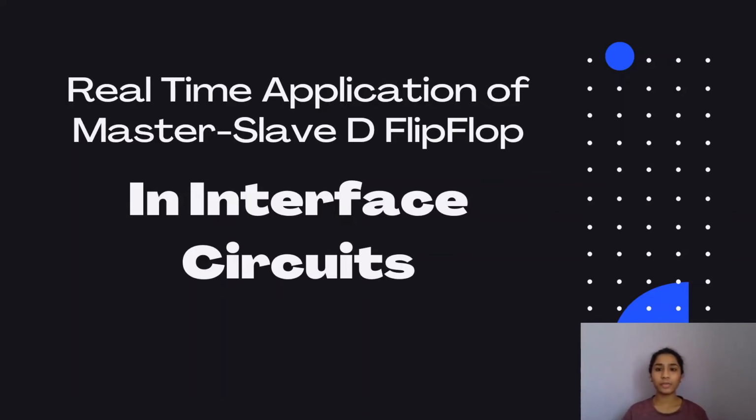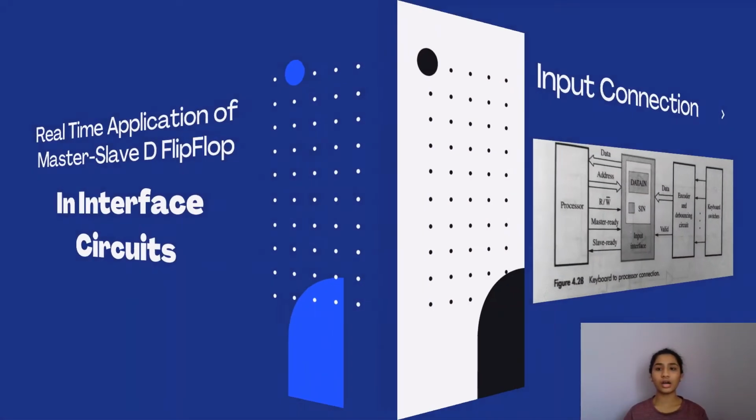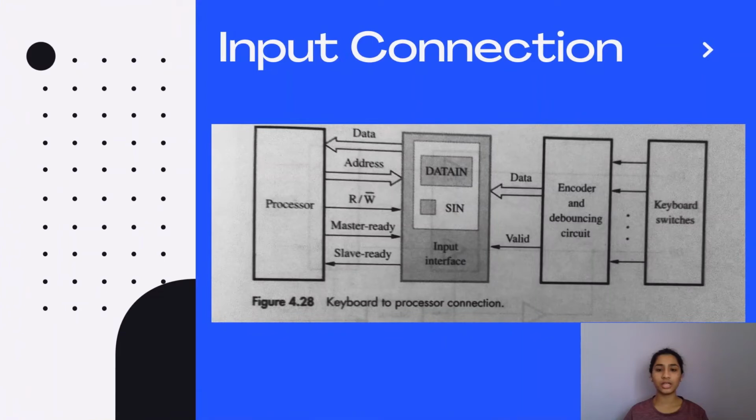When I talk about parallel ports, we have the 8-bit parallel port. In a parallel port, we have an 8-bit input port and an 8-bit output port. Here we will be concentrating on only the 8-bit input port, and even the output port will be just the same as the input port. So this is how the connection will look on the input side.